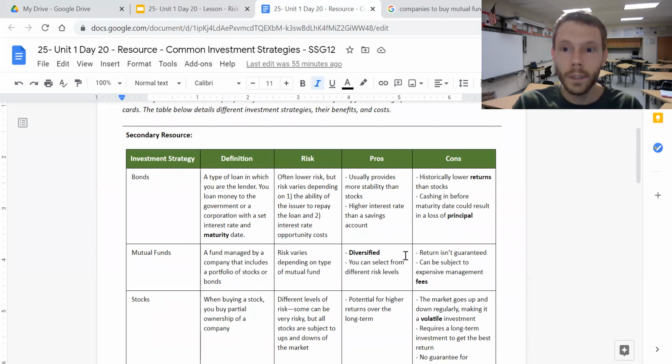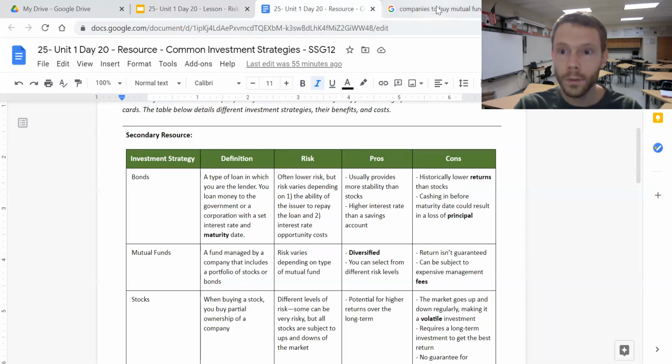One of the pros is that it is diversified, so you get exposure to a variety of industries, and you can select from various different risk levels. However, the return is not guaranteed. The market does go up and the market does go down. So you may lose money on your investment if you buy high and you sell low. And it can be subject to expensive management fees.